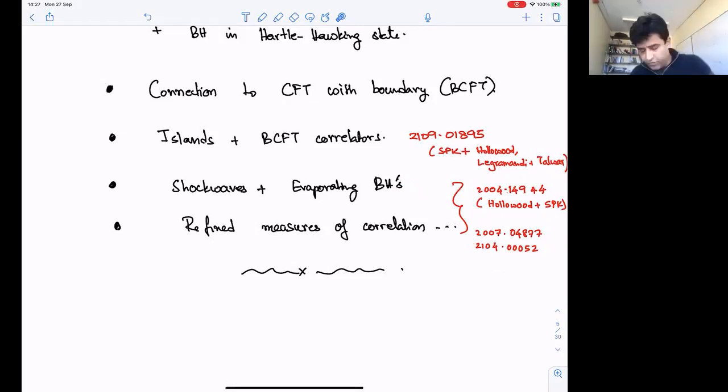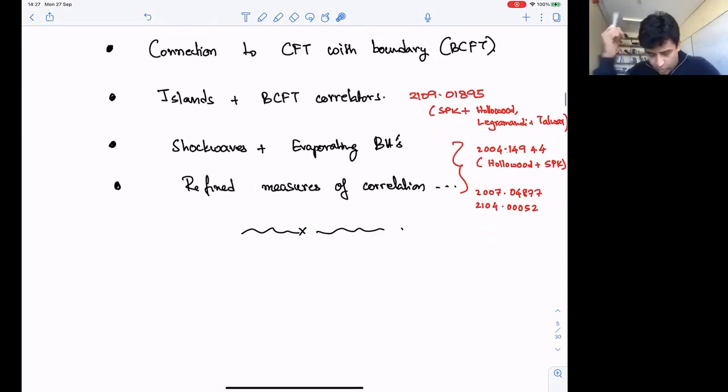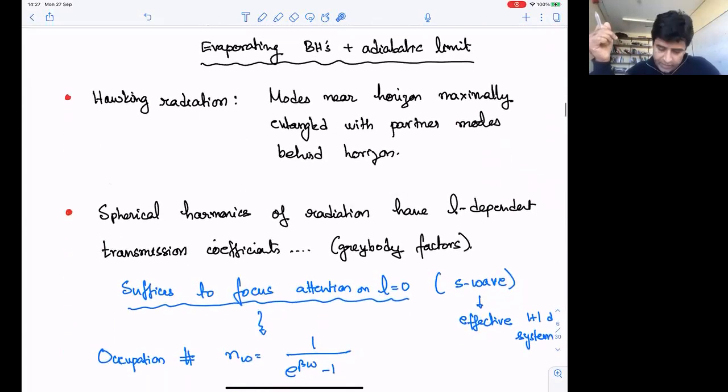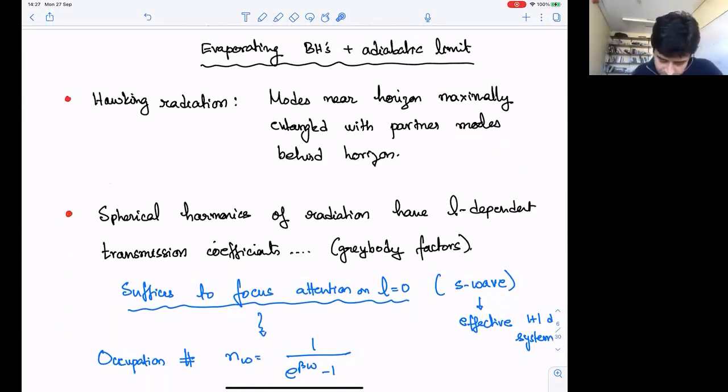Refined measures of quantum correlations, computing mutual information, multiple intervals, things like that. Things which give you more and more information about the correlations present in Hawking radiation. So there's lots of interesting things that one can try and study. So first, let me begin by talking a little bit about something very basic, which is going back to Page's argument.